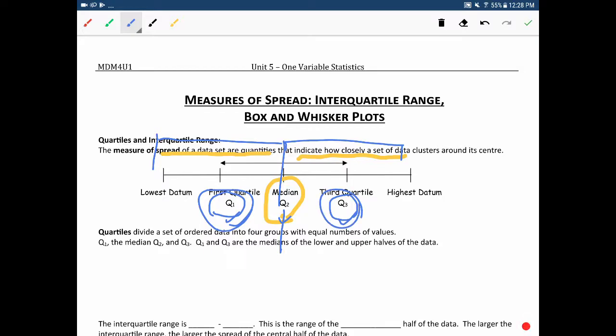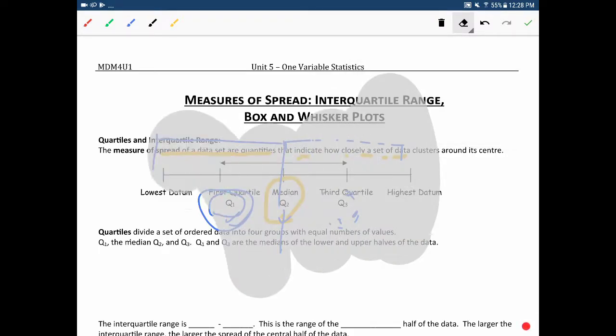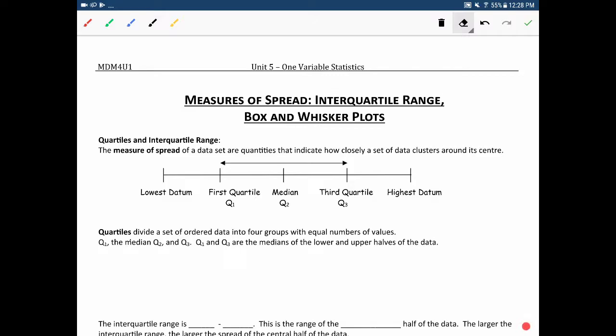Okay, let's get rid of all that. I thought that was going to be easier than it was. Anyway, okay, so let's look ahead.